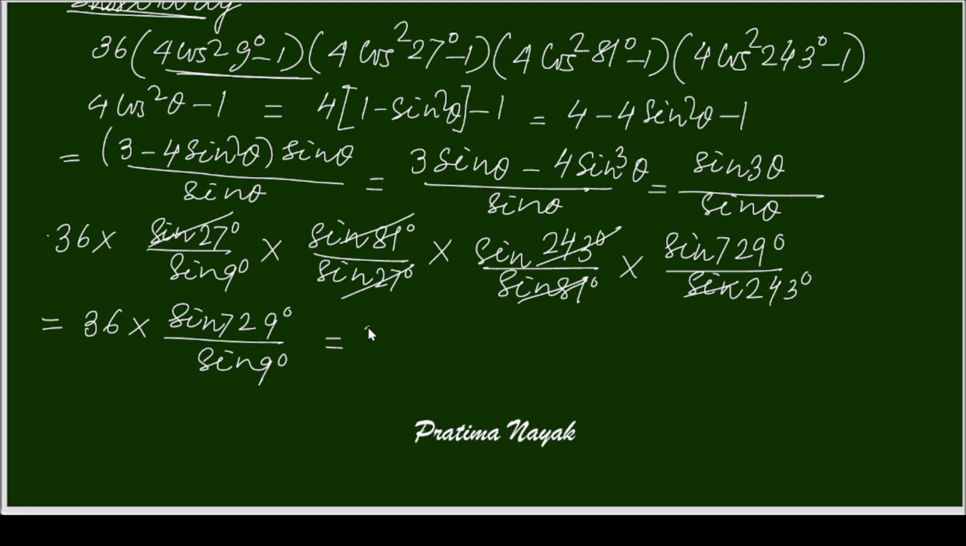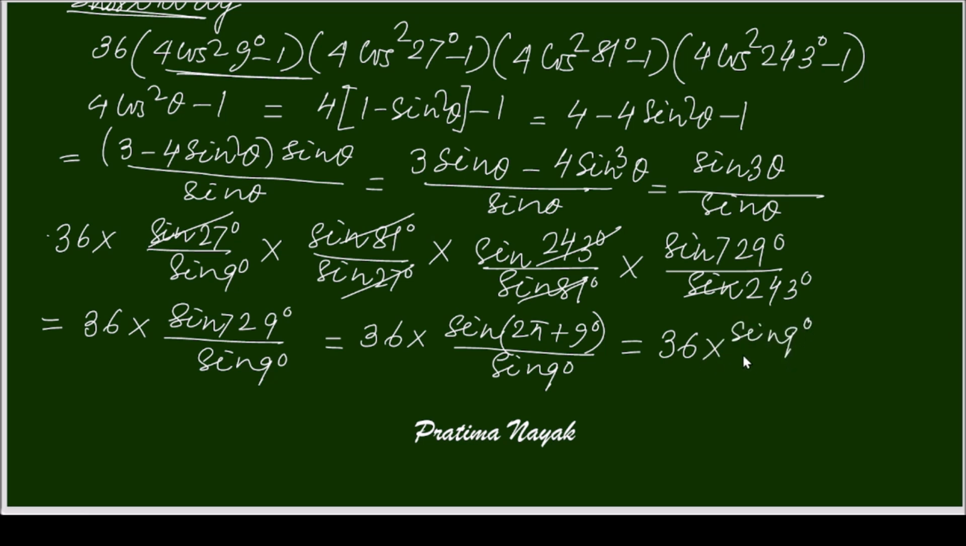So this sine 729 degree is equal to sine of 720 degree plus 9 degree, that is the same as sine 9 degree. So 36 into sine 9 over sine 9, that is equal to 1. 36 into 1, answer is 36.